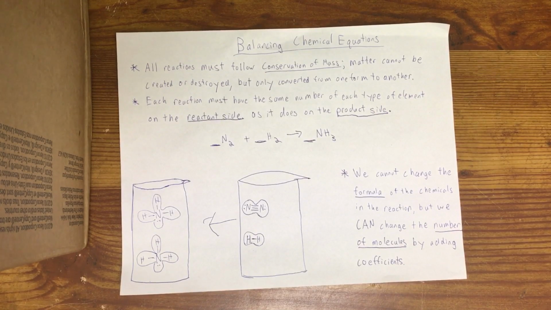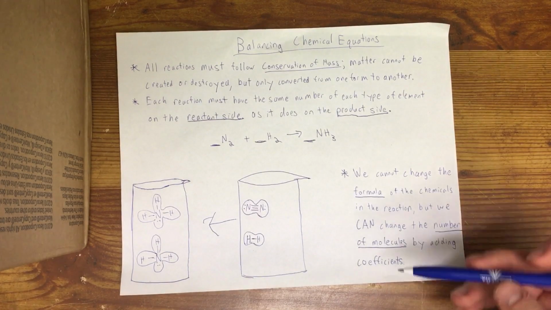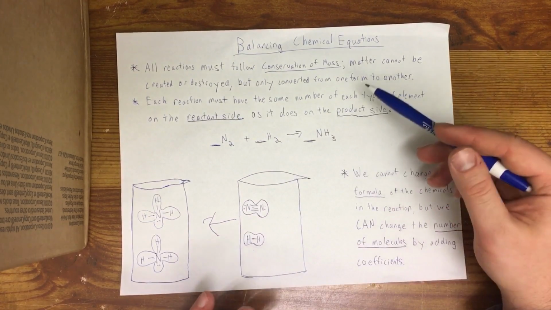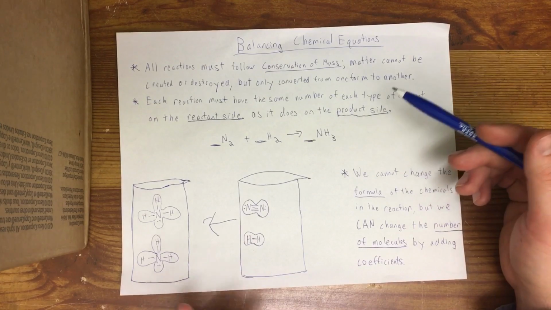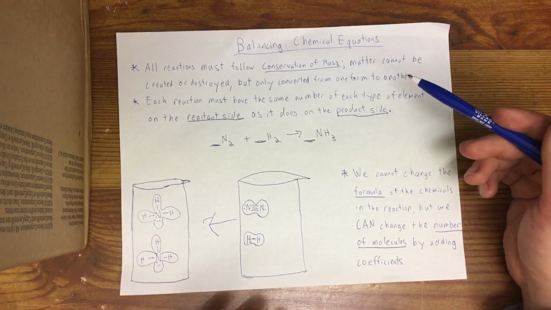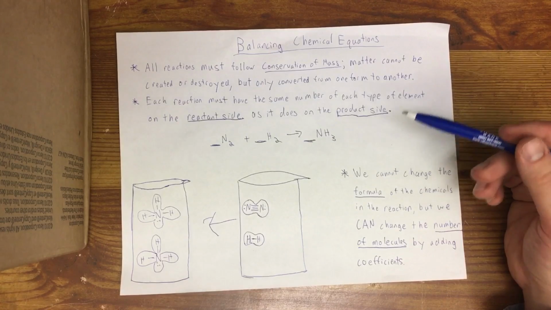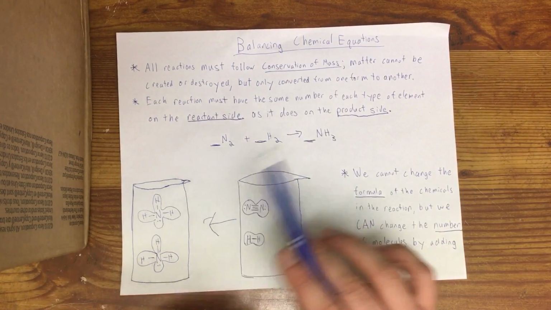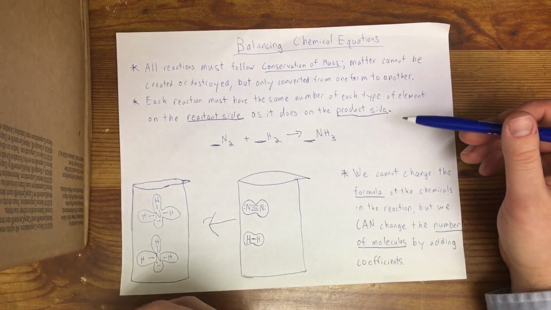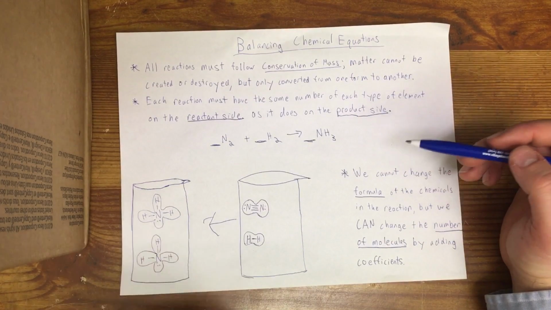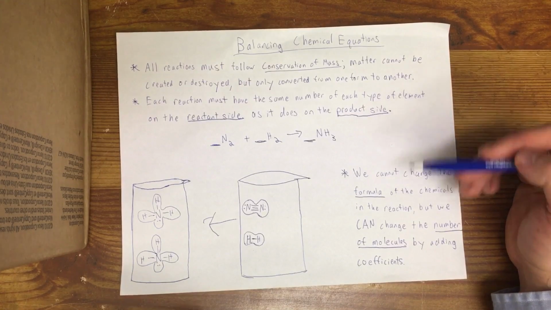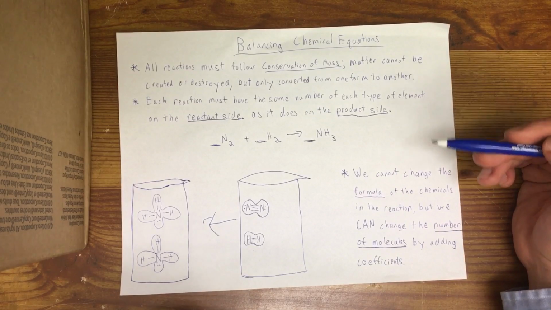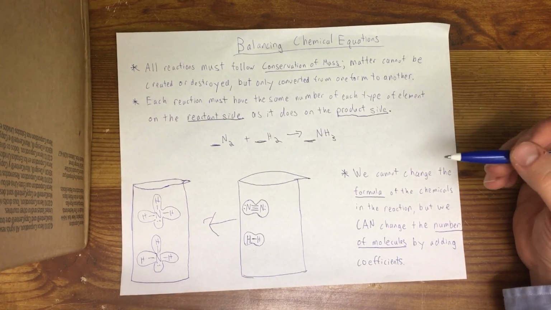So balancing chemical equations, why do they need to be balanced? The concept is that all reactions have to follow conservation of mass, in that matter cannot be created or destroyed but only converted from one form into another. So you cannot just make an atom on one side of the equation, nor can you destroy an atom going from one side of the equation to the other. All that's going to happen is the atoms are going to move around. If we have a written reaction equation that doesn't follow that, it's not physically possible. So we need to balance the equation in order to make that work.